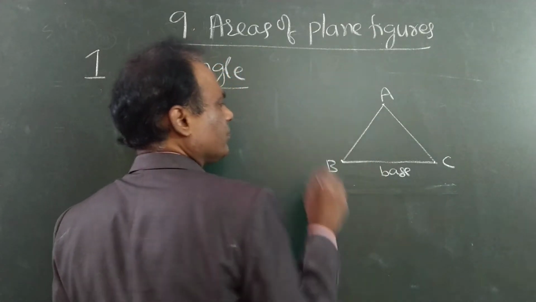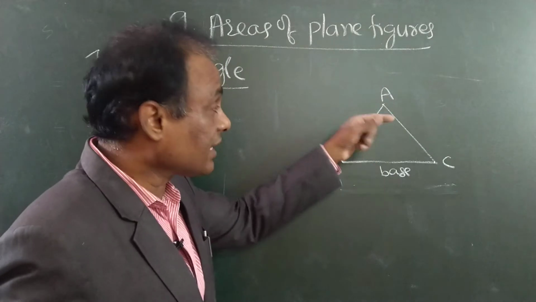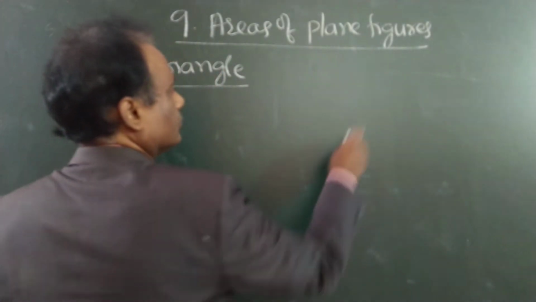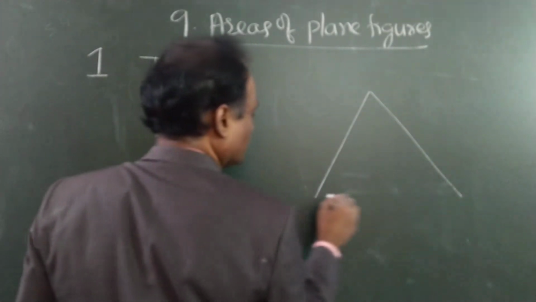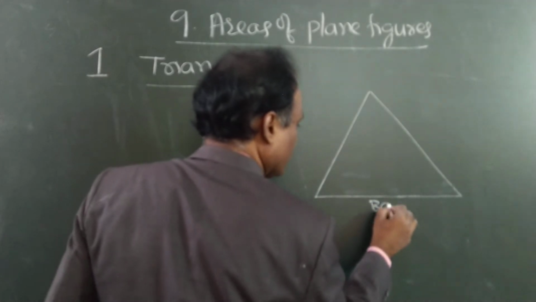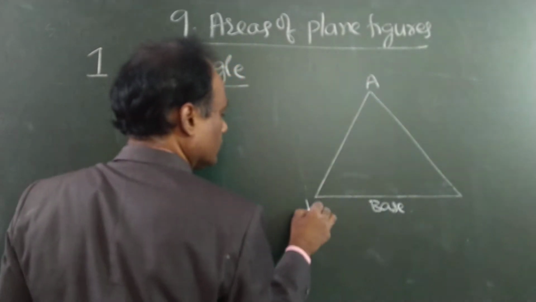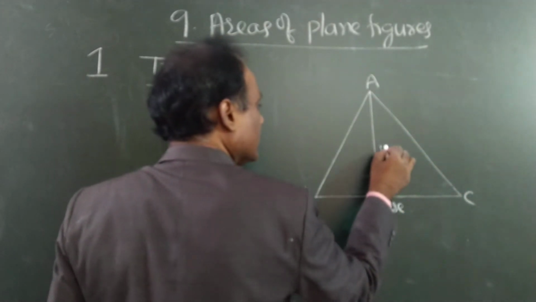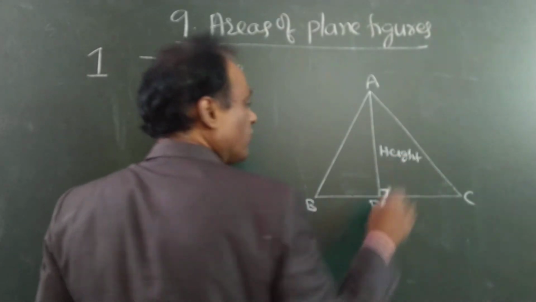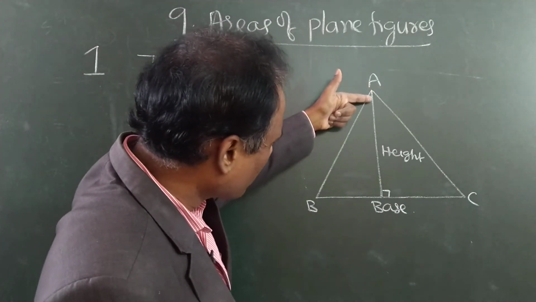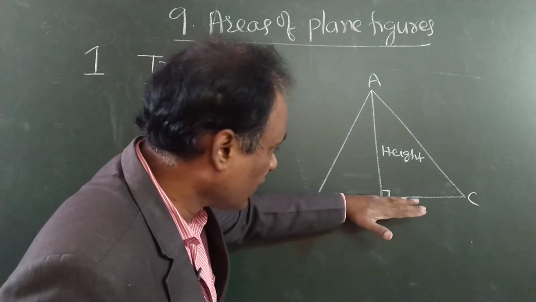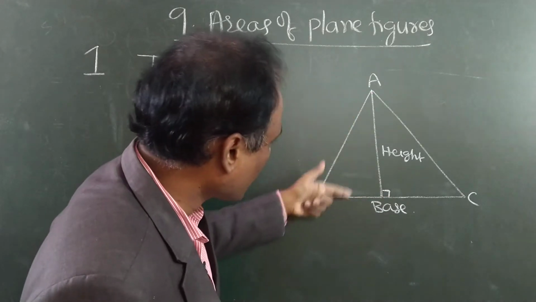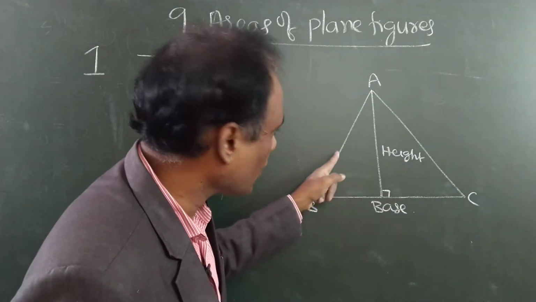From the opposite vertex, if you draw a perpendicular line, I will draw the bigger figure. See here. This is the base. Draw a perpendicular line. This is called height. From the opposite vertex, draw a perpendicular line making 90 degrees with the base, a straight perpendicular line. We can't draw these inclined lines. This is not the height. This is not the height.